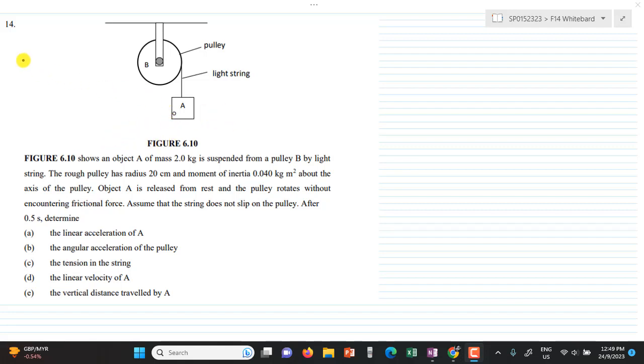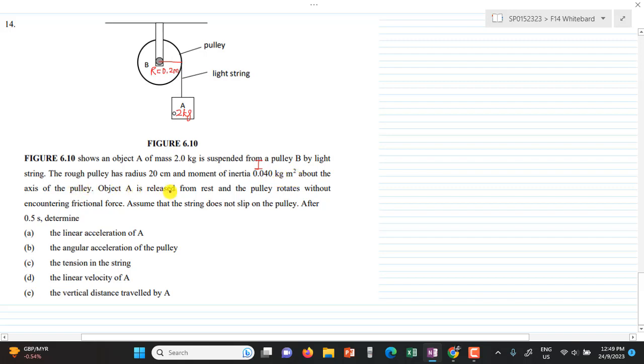Okay, so we move on to question 14. We have an object A of mass 2 kg. We suspend it from a pulley B by a light string. The rough pulley has a radius of 20 cm, so it's 0.2 meter. And the moment of inertia I for the pulley is 0.04 kg meter squared about the axis of the pulley.